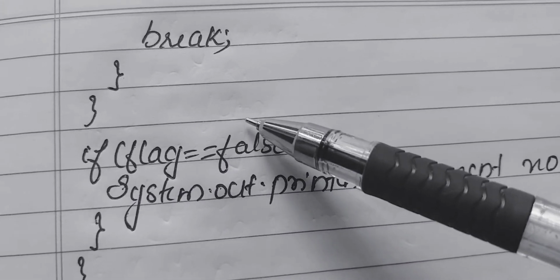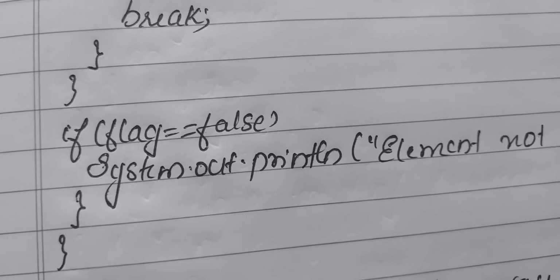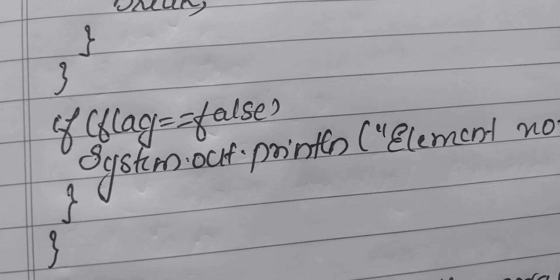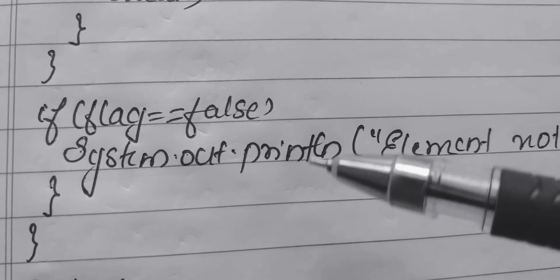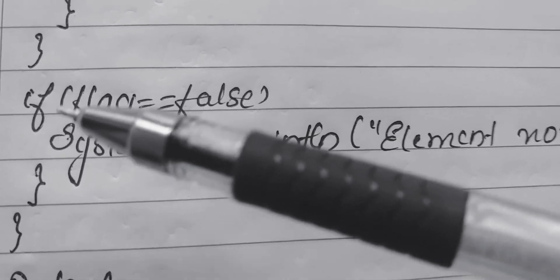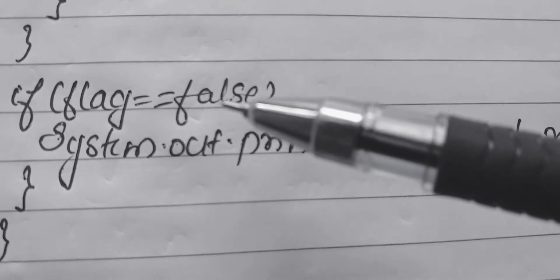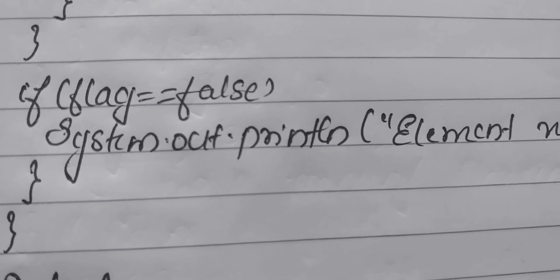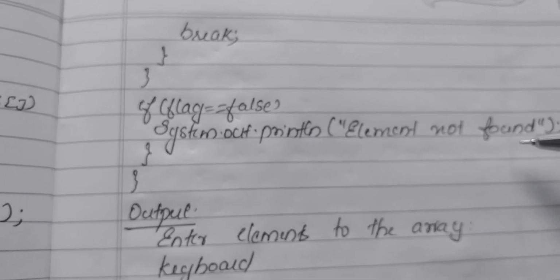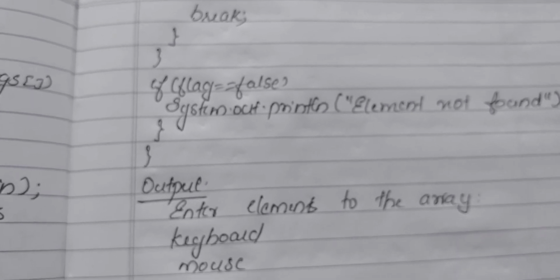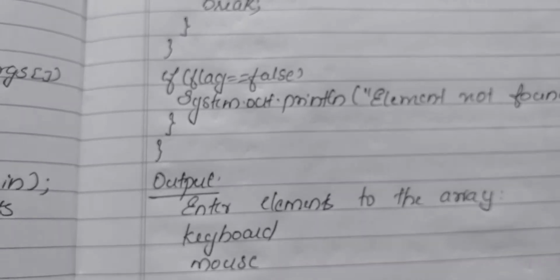Suppose the search element is not found in the array, so again for that we want to write some code, that is if flag == false. The message to be printed is element not found. So closing of main, closing of class.